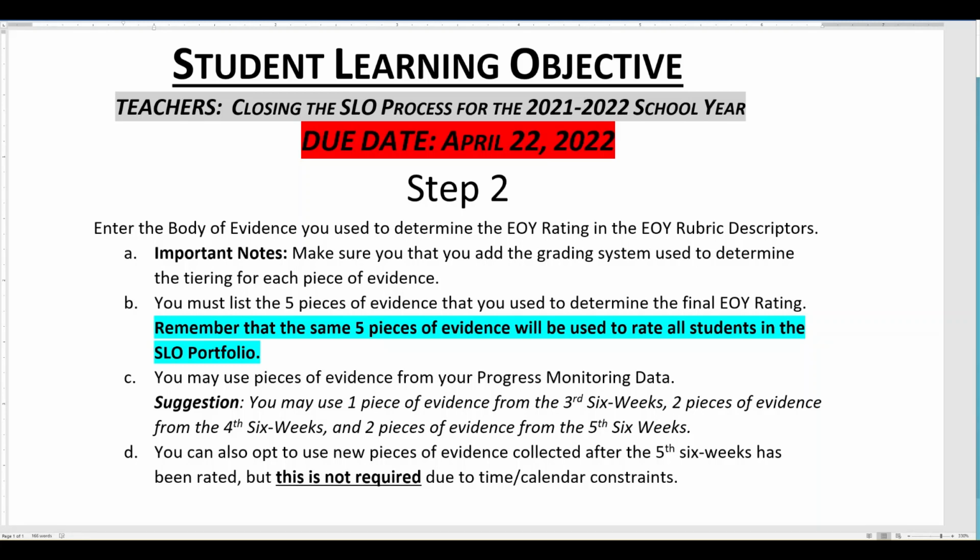You may use pieces of evidence from your progress monitoring data. We highly suggest that you use 1 piece of evidence from the third 6 weeks, 2 pieces of evidence from the fourth 6 weeks, and 2 pieces of evidence from the fifth 6 weeks to complete your data collection, totaling the 5 pieces of evidence. You can also opt to use new pieces of evidence collected after the fifth 6 weeks has been rated, but this is not required due to time and calendar constraints. Remember that the fifth 6 weeks ends on April 15th, and this final step is due April 22nd.